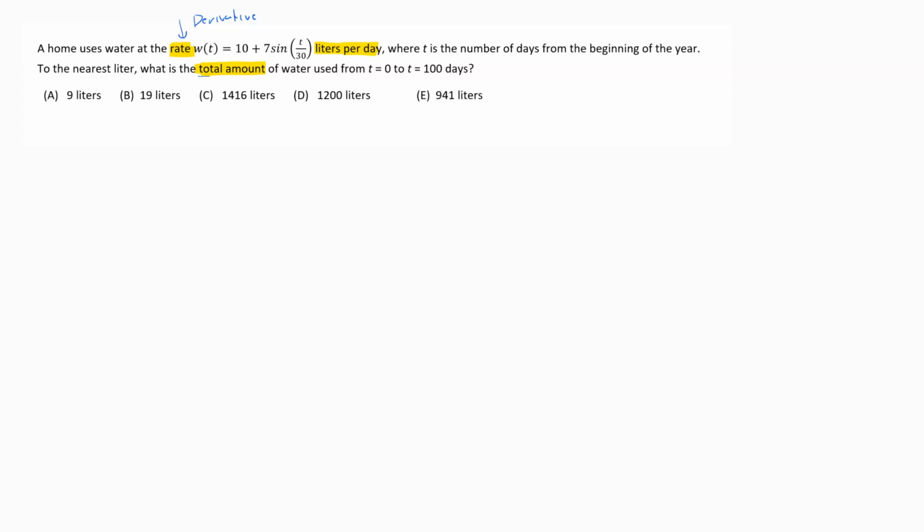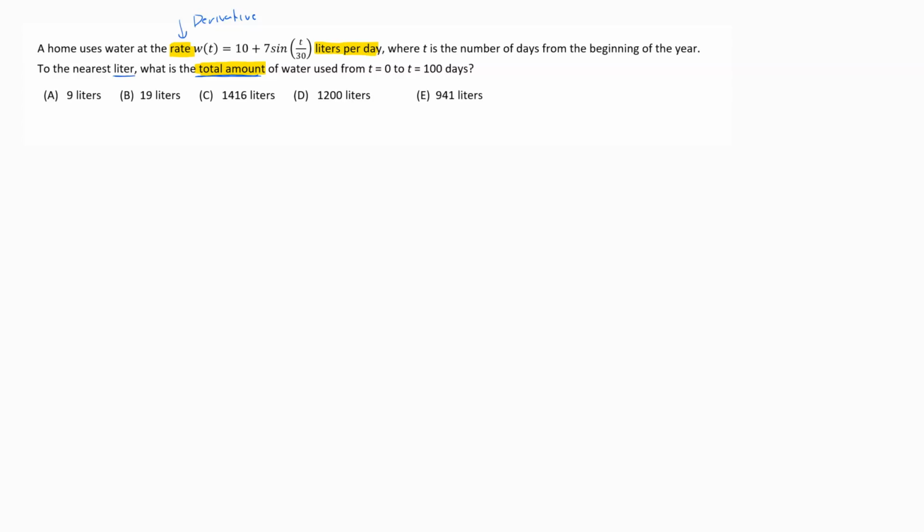And then the next piece comes in when we're talking about the total amount of something. When we want to total something up, that's going to be an antiderivative. That's going to be an integral method. Integrals are an accumulation tool. So when we want to total something, we want to use an antiderivative. And at the end, they want us to find the nearest liter.